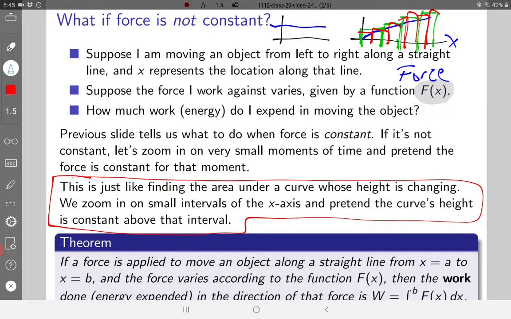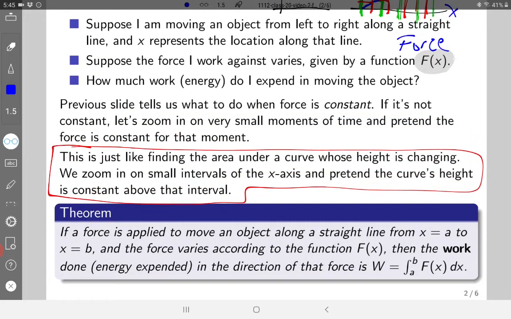We're taking a function, in this case force, whose output value is changing, and pretending that over very small intervals that height is constant to allow us to do something simple like multiply width times height to get the area of a rectangle, or multiply force times distance to get the work or energy used over a small moment of time. And then we're going to add all those together to get an approximation of the total and take a limit as the widths of those intervals get smaller and smaller. In other words, we're just reinventing straight up what an integral is.